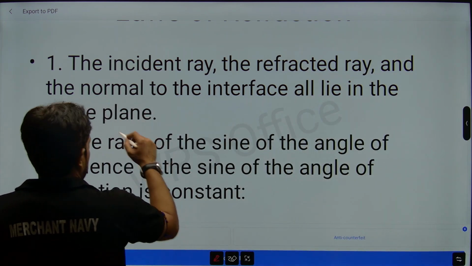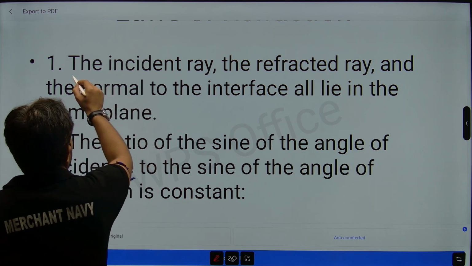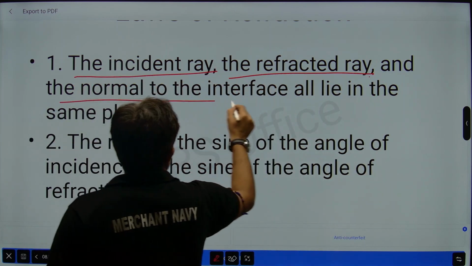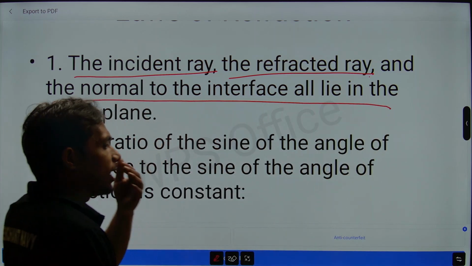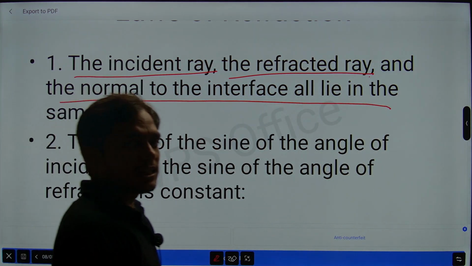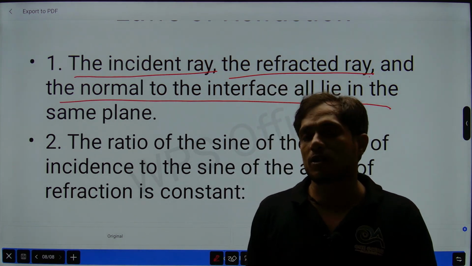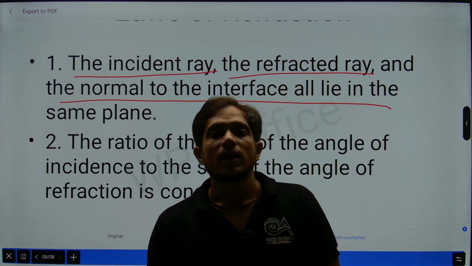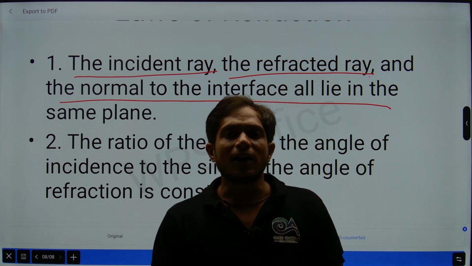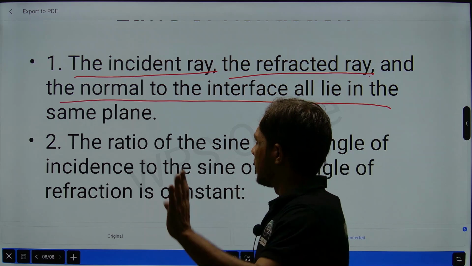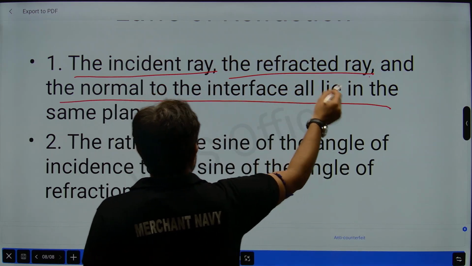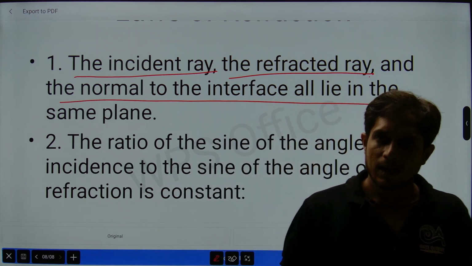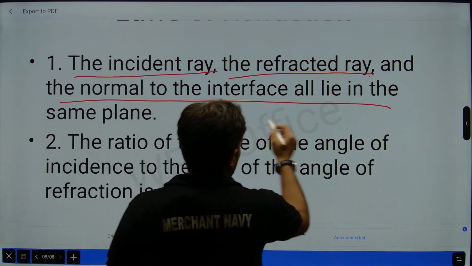Now, let us see here: the incident ray, the refracted ray and the normal to the interface all lie in the same plane. This is similar to the first condition of the reflection of light, where we have read that the incident ray, reflected ray and normal lie in the same plane. Similarly, here the incident ray, refracted ray and the normal lie in the same plane. It is clear? Let us see what it wanted to say.